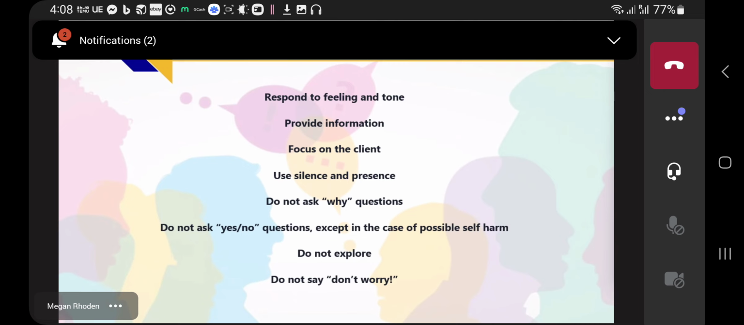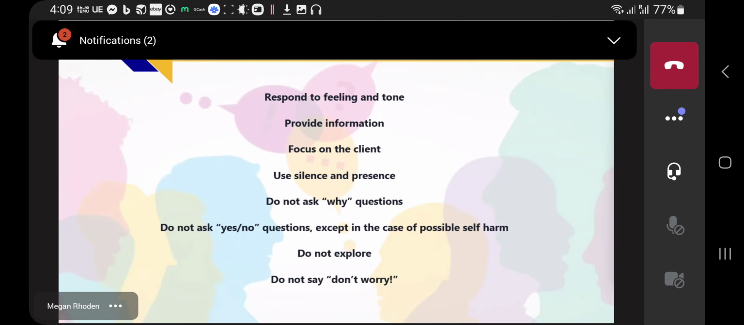We don't ask why questions. Why questions can come across as being probing, and we don't want to come across that way to our clients. We don't ask yes or no questions except for in the case of possible harm or suicide. That's the only time it's appropriate. Other than that, we need to be asking our clients open ended questions because open ended questions bond a relationship. Open ended questions further a relationship. It allows your clients and gives them permission to divulge information to you that they want to. And they can open up and they can share to the extent in which they feel comfortable.